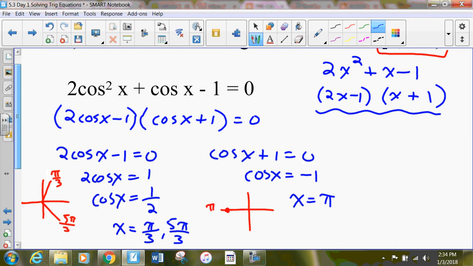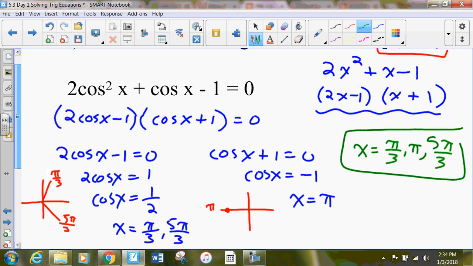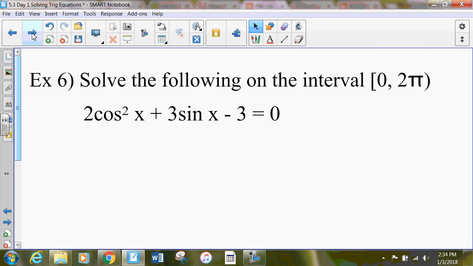So we're going to put those together. Our answer is x equals pi over 3, pi, I'm putting them in numerical order, right, and 5 pi over 3. So there we go. And I will double check just to make sure. Yep, looks good. All right, we have 2 more to go. Here we go.